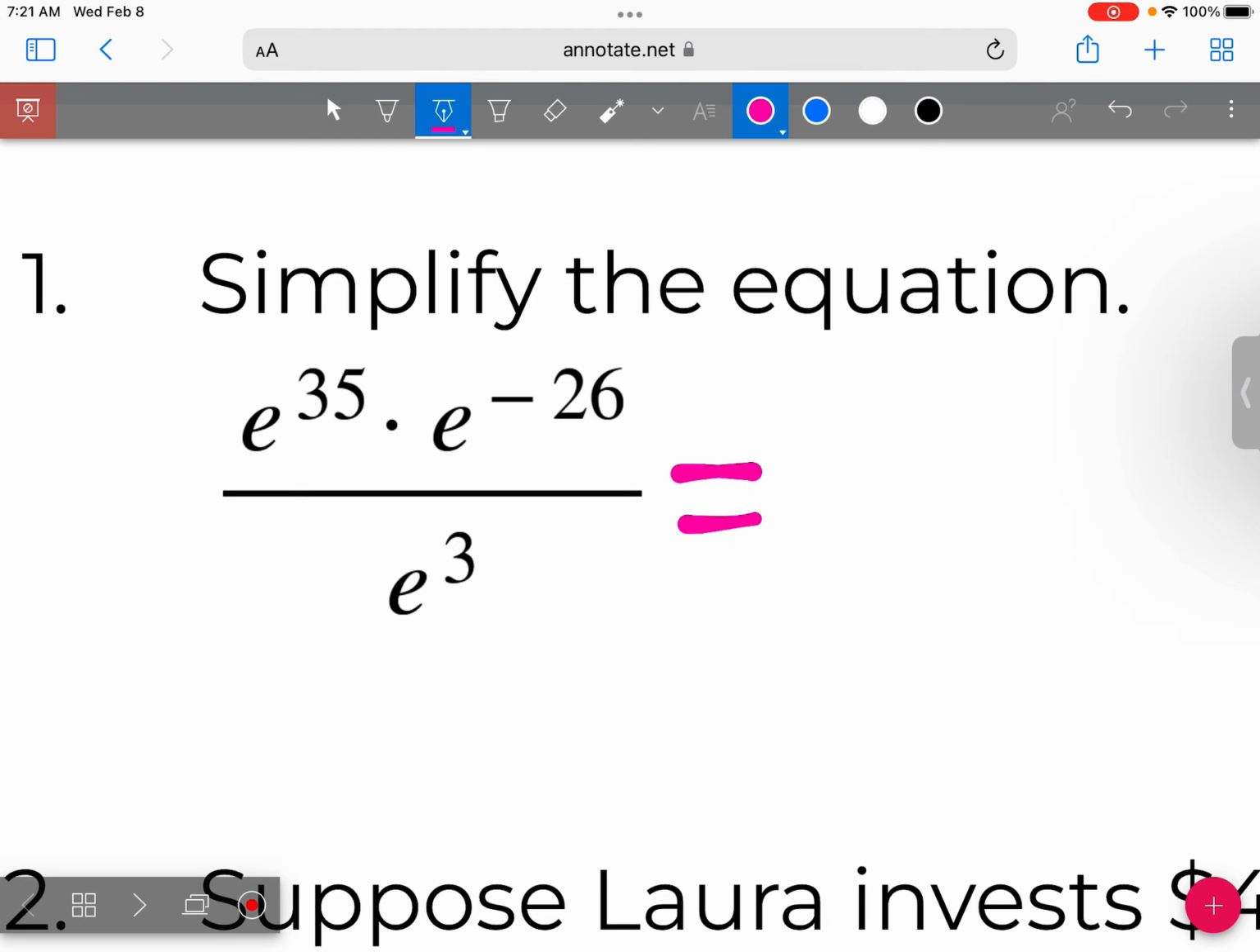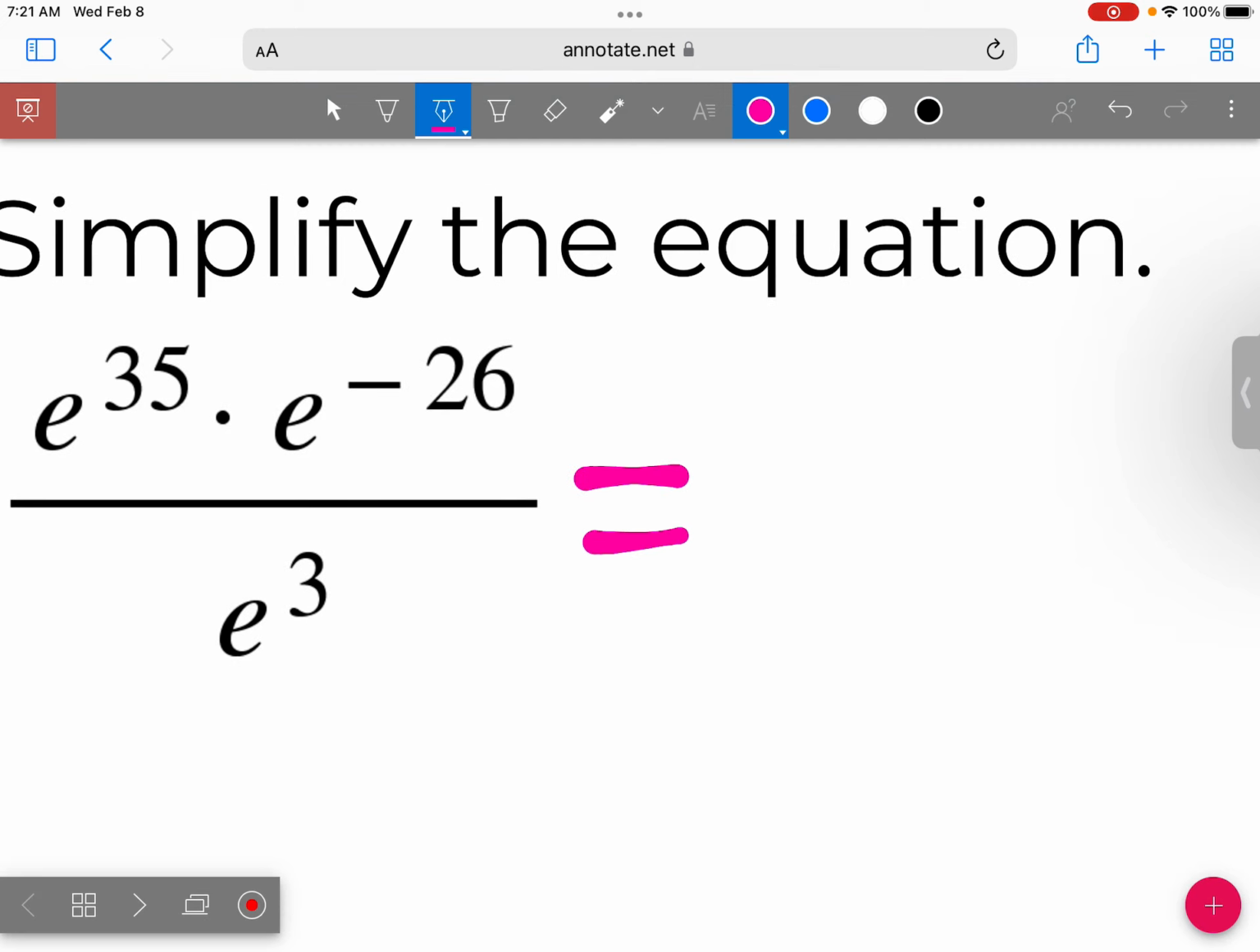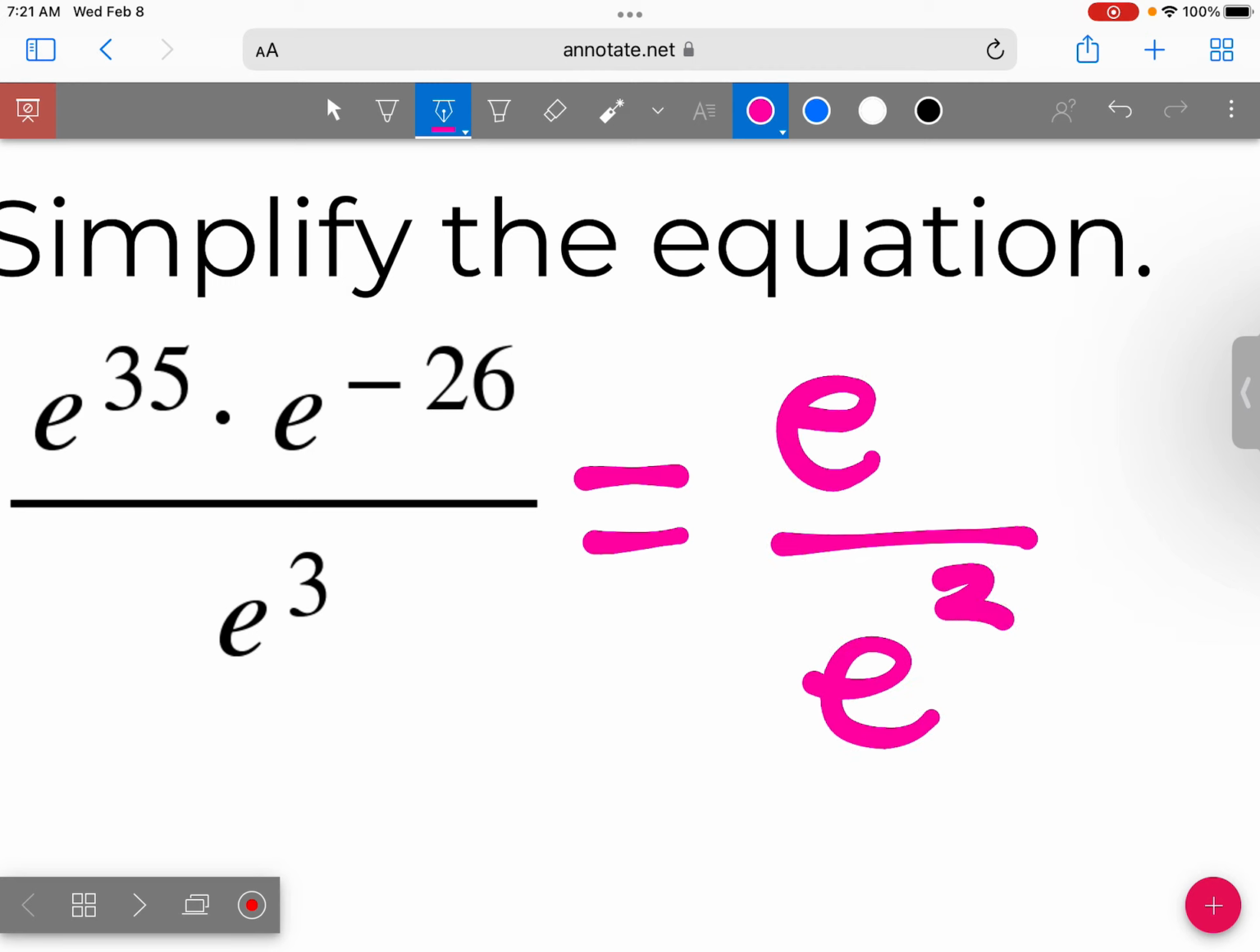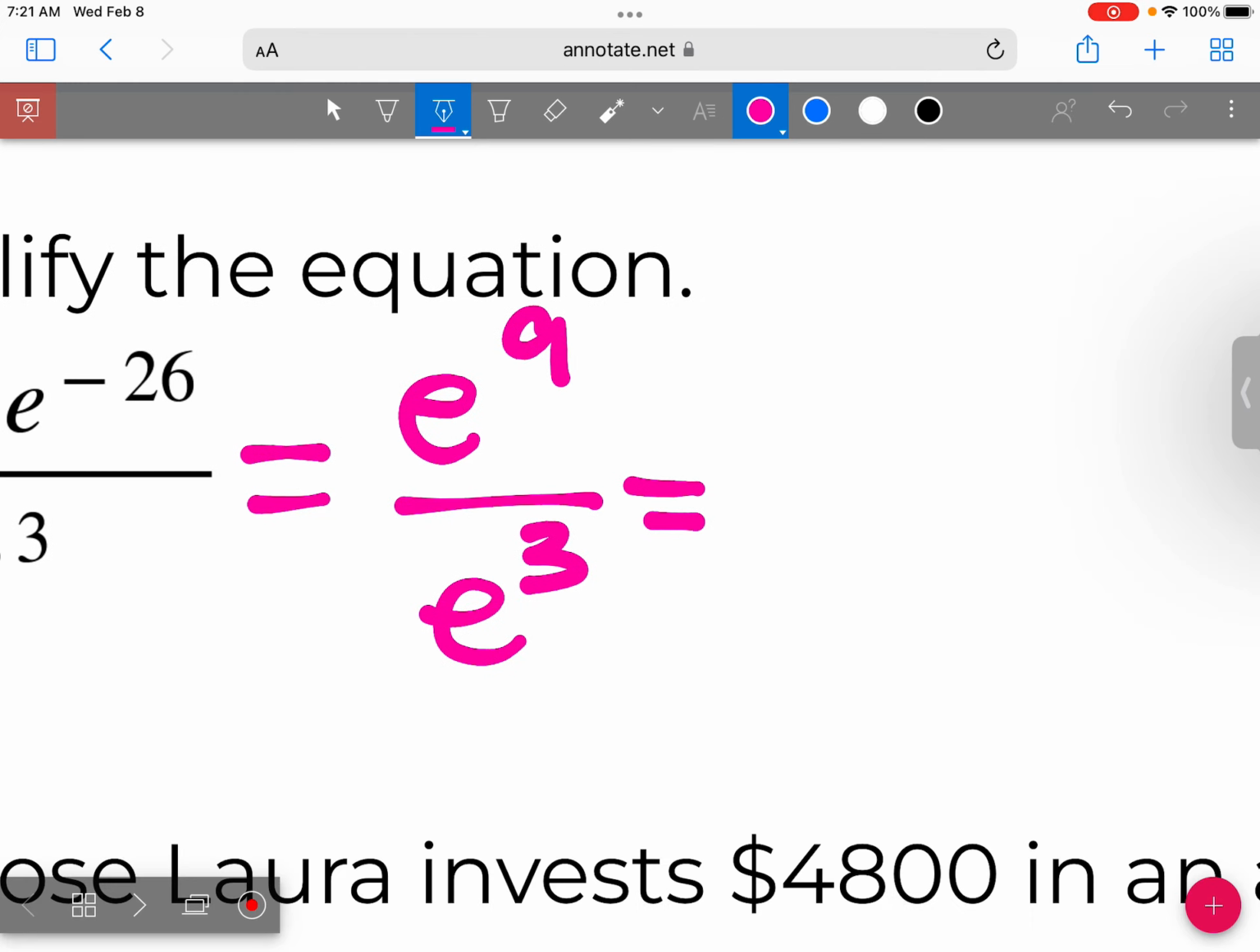So 35 and negative 27, how do we combine them? Not multiply. Adding. Yep. So what is e to the 35th times e to the negative 22nd? What do you get? 9. And then we don't similar. Subtract, yes. Because remember that to get a fraction, we have negative exponents.